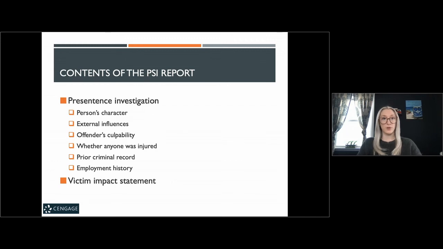So it's going to include information on the person's character, such as their personality and behavior. What external influences does that offender have? Are they married? Do they have family support? What was their culpability in that crime? Was anyone injured? If so, then the victim is able, for personal injury and burglary cases, to submit a victim impact statement where they're going to give the physical, emotional, and financial toll that that crime took on them. And then we have their prior criminal history as well as the employment history. Does that offender hold a job? Are they able to hold a job? What's their education level like? So it includes all these different factors.